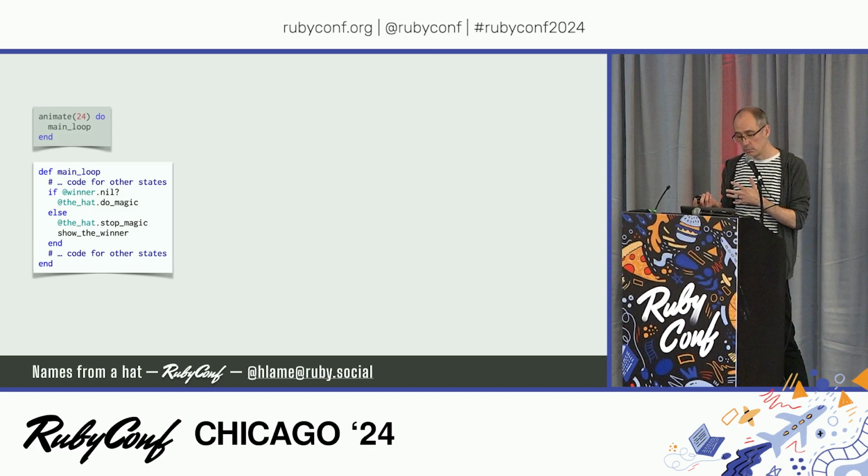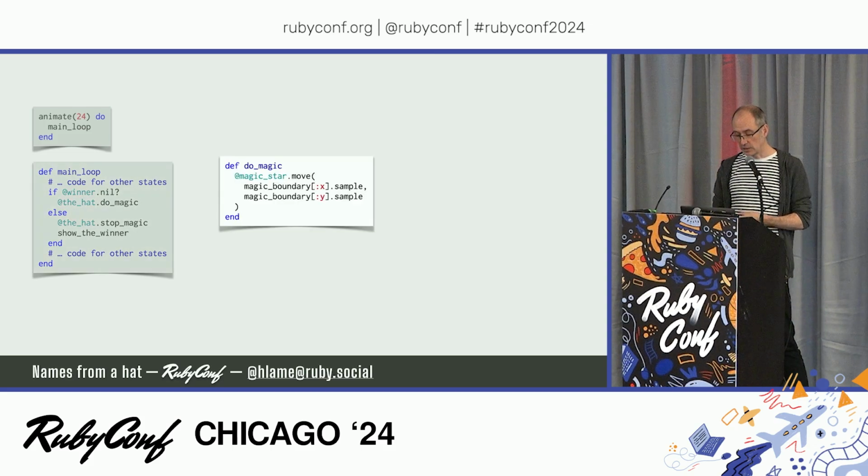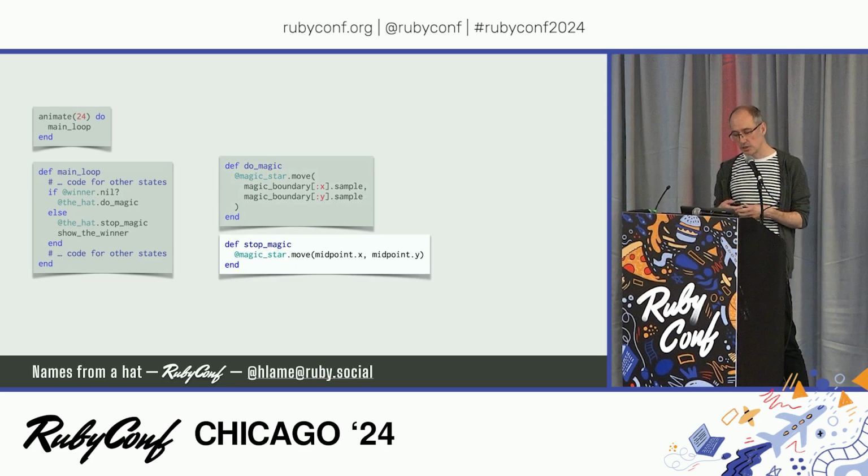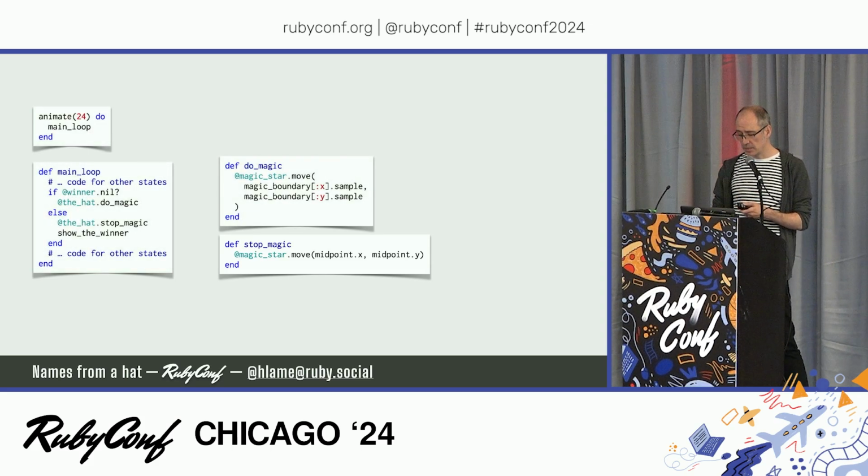If we don't have a winner, we need to do some magic to pick one. If we do have a winner, we need to stop doing magic and show it. Doing magic is a case of randomly moving the star within a painstakingly crafted bounding box. Stopping doing magic is a case of moving it back to the painstakingly crafted midpoint. What's interesting here is that for this animation, I only needed to think about what needs to happen during a single frame. Shoes' animate method just repeatedly calls that, and the animation effect is created.